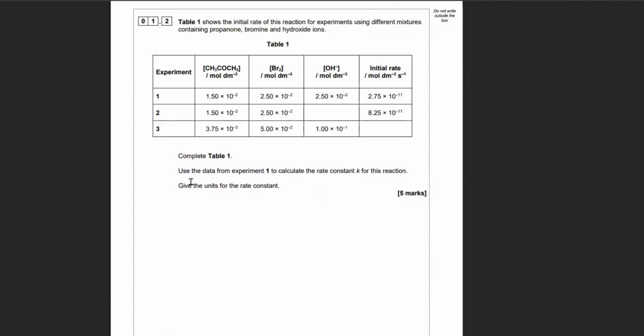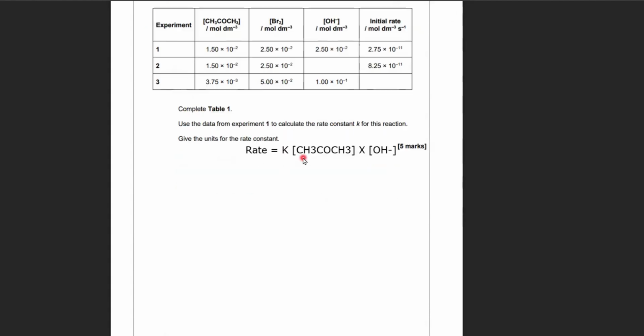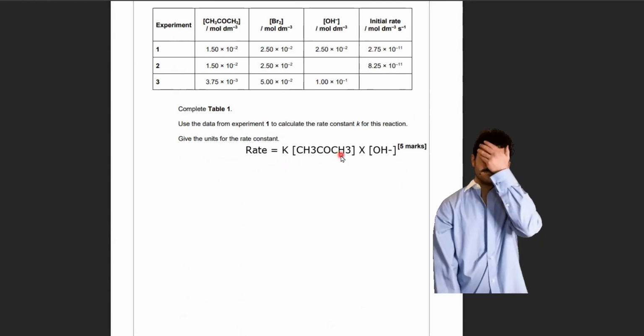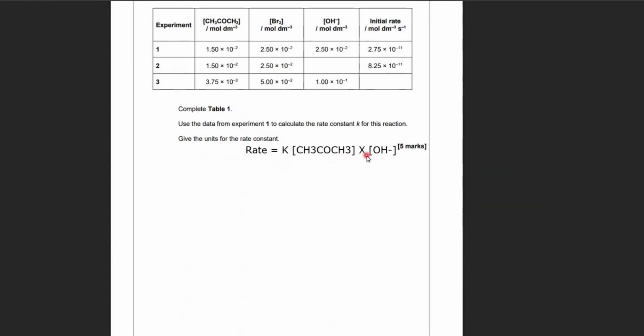Possibly what I'm going to do first of all is use data from experiment 1 to calculate the rate constant k for this reaction. You can see I've written out the equation here. So rate equals k, then the propanone concentration and the hydroxide ion concentration. Sorry, propanone, not propanoic acid, it's a ketone. And we want to find k. So what do we want to do here? We want to rearrange this.